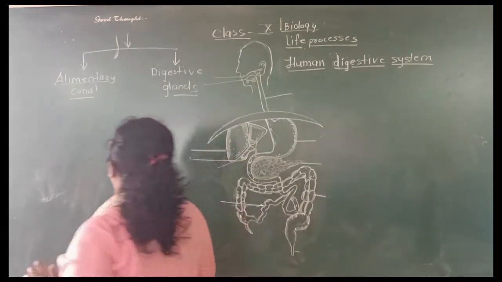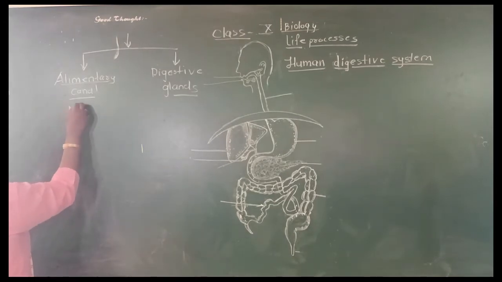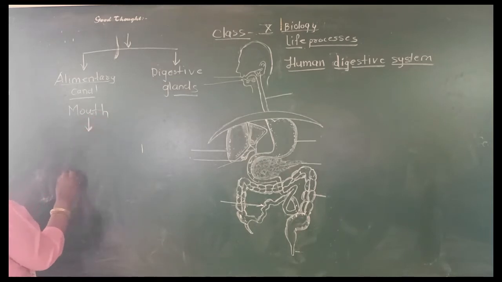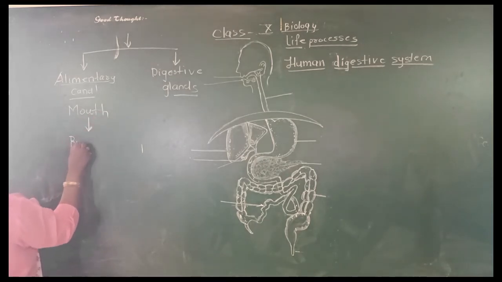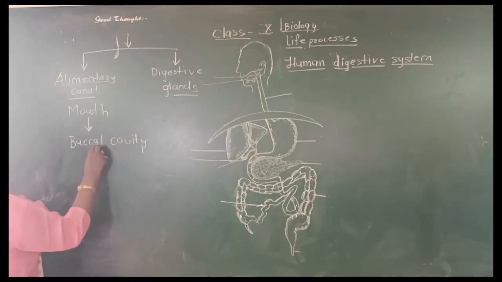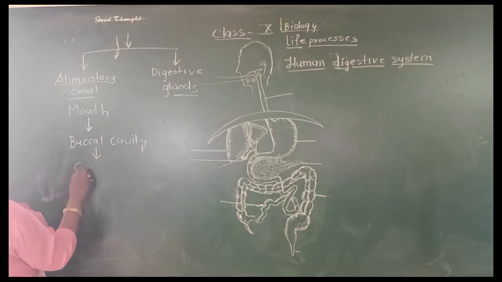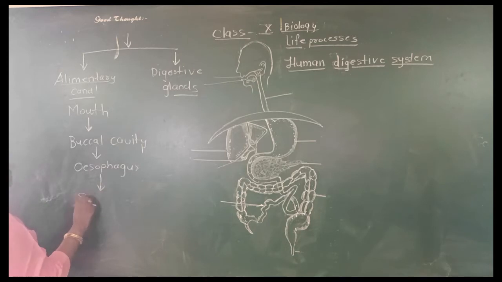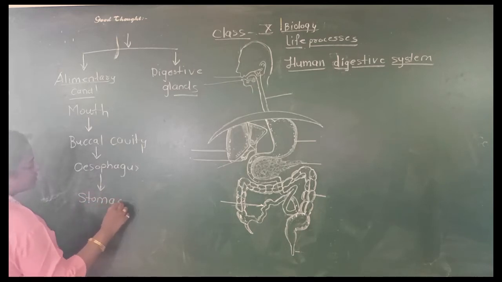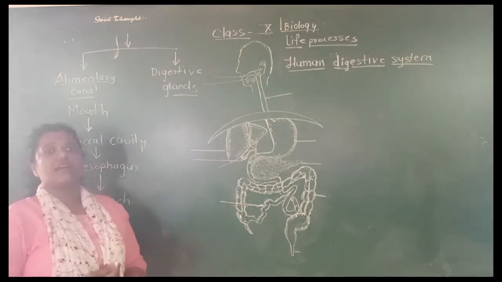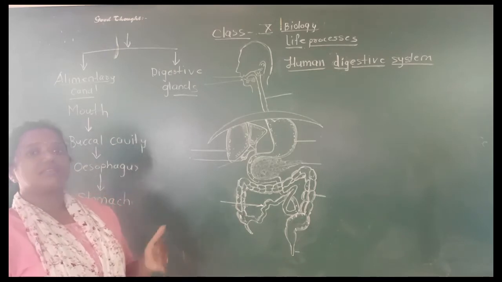Okay, the first part of the alimentary canal is what? Mouth. Our mouth. The second part of the alimentary canal is the buccal cavity. The third part of our alimentary canal is the esophagus. After the esophagus, there is the stomach. See, students, till now, if I would ask where the digestion is taking place, some are giving the answer: in the stomach.